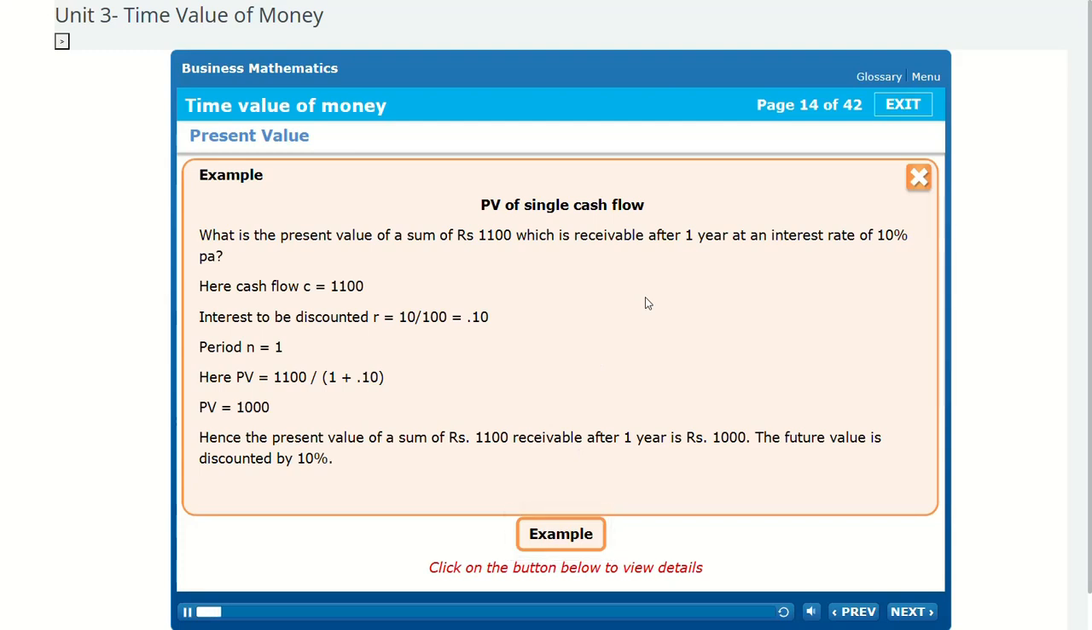Example: PV of single cash flow. What is the present value of a sum of rupees 1,100, which is receivable after 1 year at an interest rate of 10% per annum? Here cash flow C equals 1,100. Interest to be discounted R equals 10 by 100 equals 0.10. Period N equals 1. Here PV equals 1,100 by 1 plus 0.10. PV equals 1,000. Hence the present value of a sum of rupees 1,100 receivable after 1 year is rupees 1,000. The future value is discounted by 10%.